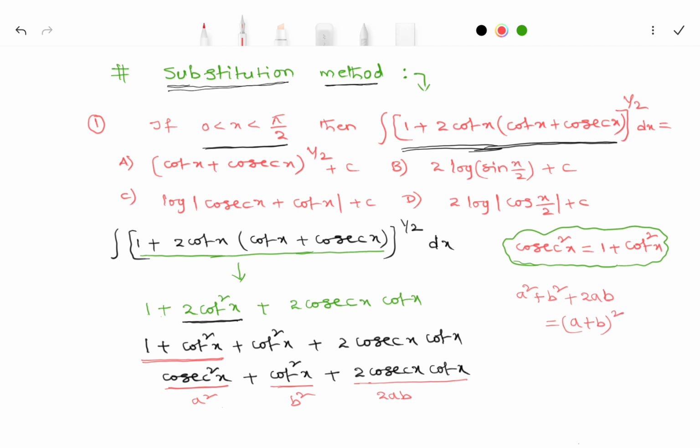In algebra this is called a basic identity. By using that, you can take a equal to cosecant x and b equal to cot x. So you can write this as (cosecant x plus cot x) whole square. So this is the value.